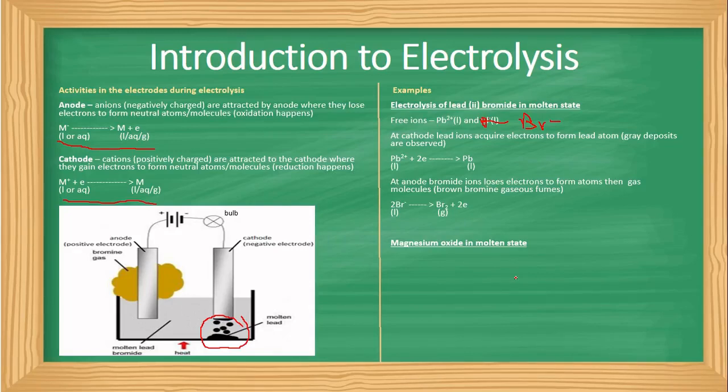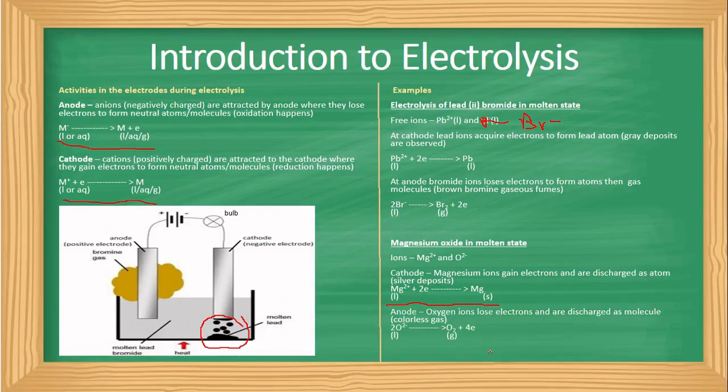In terms of magnesium oxide, as another example in molten state, the ions here are magnesium 2 plus, which is the cation, and oxygen 2 minus, which is the anion. So at the cathode, the magnesium ions will gain electrons and be discharged as an atom. You will find some silver deposits of magnesium metal accruing down there at the cathode. So in terms of the reaction, it is magnesium 2 plus plus 2 electrons to form magnesium metal.